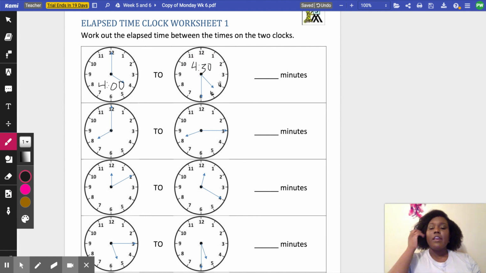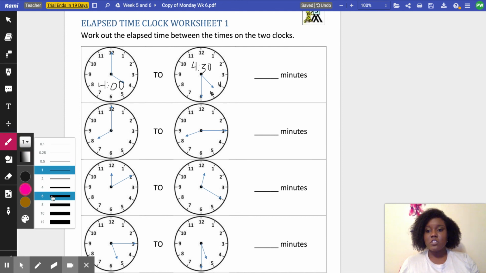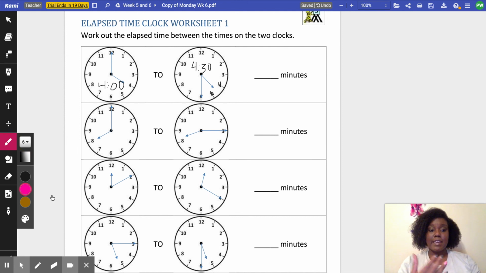Okay. Now, there are different ways to figure this out. Some of you guys already know that if you're at 0 minutes and you're trying to get to 30, you know what it is. You already know how many minutes have passed. Some of you guys need to draw it out because you are visual. You like to see it, and that's how I am. I like to see what's going on.